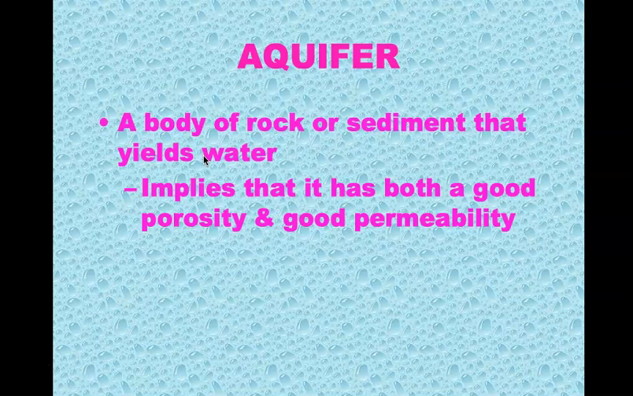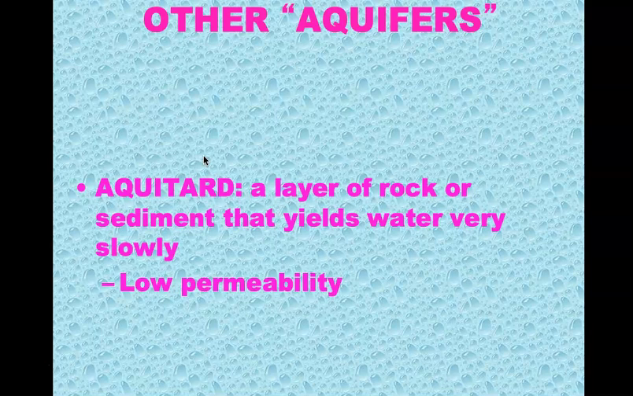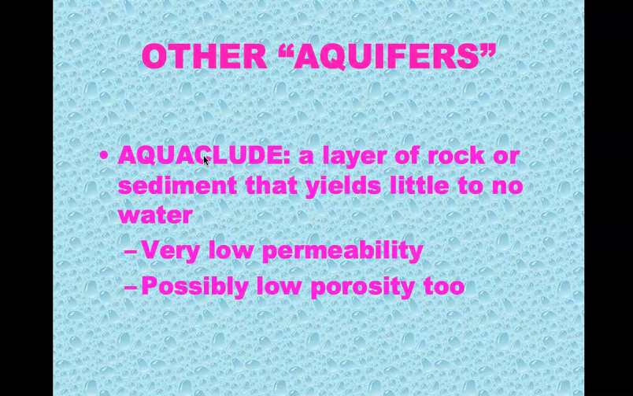So you follow this here. Aquifer has plenty of space for water and it's easy to get out. Aquitard probably has plenty of space for water, but it comes out very slowly. And an aquaclude, either it doesn't come out at all, or it just doesn't even have any space for water.